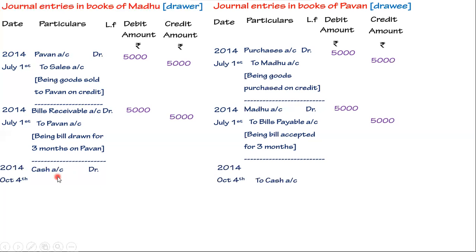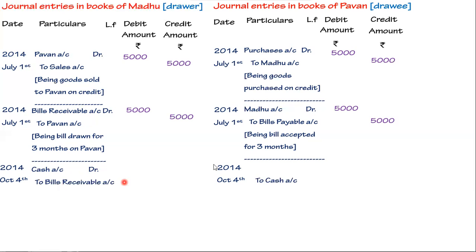As he has received cash, he will be returning the bill which he received from Pawan. At the time of receiving the bill, it was recorded on the debit side as bills receivable account. Now on the due date, as the cash has been received by the seller, he will be returning the bill to the buyer. So the bill which he recorded as bills receivable on the debit side, in order to cancel this, will be recorded on the credit side as to bills receivable account.